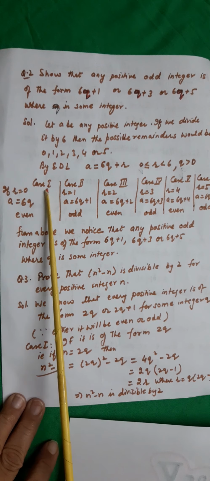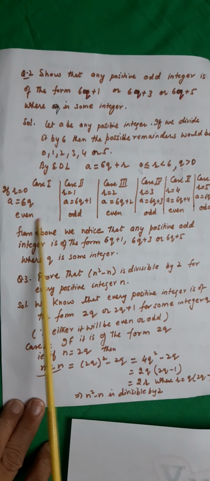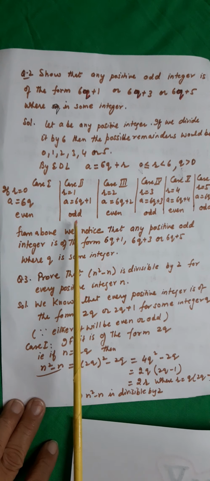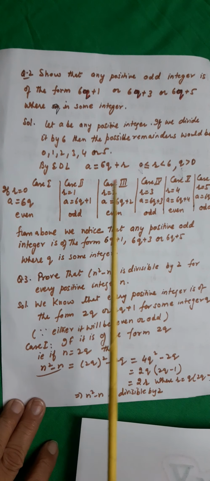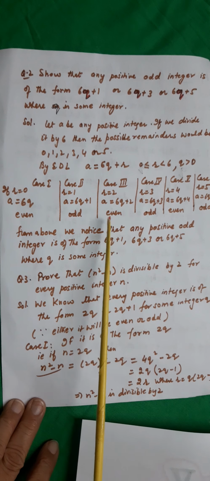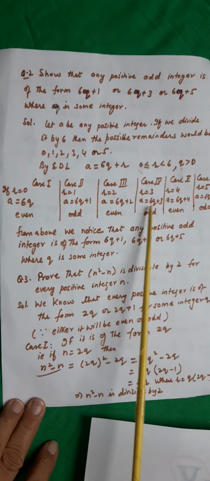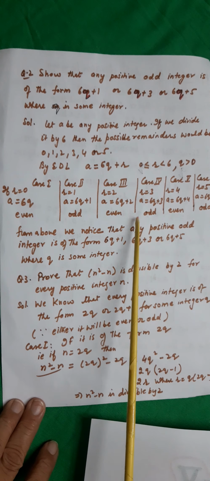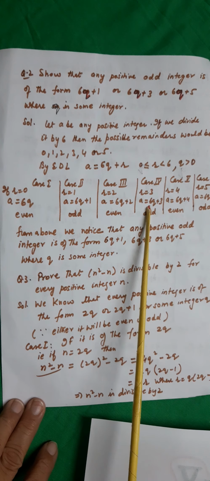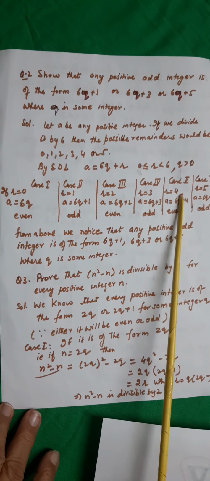Case 1, remainder is 0. So a will be equal to 6q, which is even. Case 2, r is equal to 1. A will be equal to 6q plus 1, which will be odd. Case 3, r is equal to 2. A is equal to 6q plus 2, which will be even. Case 4, r is equal to 3. A is equal to 6q plus 3. This is odd because 6q is even, plus 3, when you add an odd number to it, it will be odd.